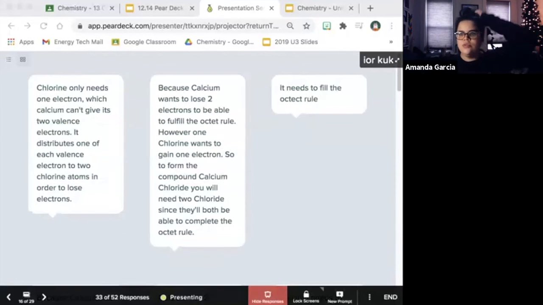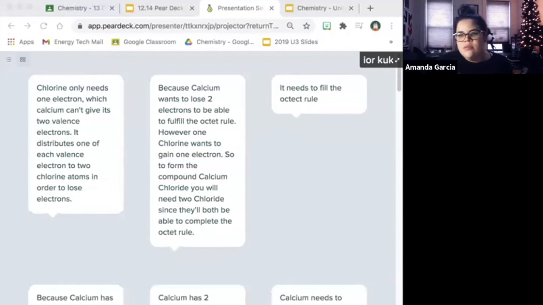In the chat, I got 2 responses that look good. I think calcium has to work with 2 chlorine atoms to form a compound because it is one part of the process in helping everybody fulfill the octet rule. There needs to be 2 atoms of chlorine because calcium has 2 valence electrons, not 1, and another chlorine atom is needed to remove the other electron. Okay, and that is exactly right.